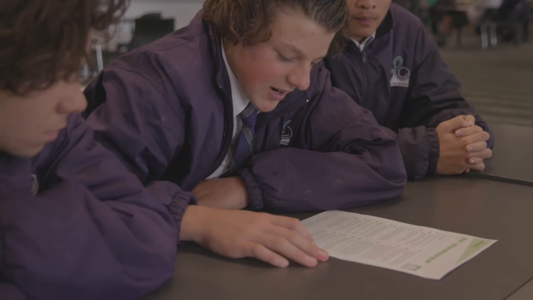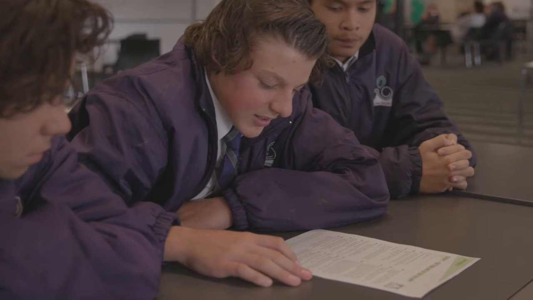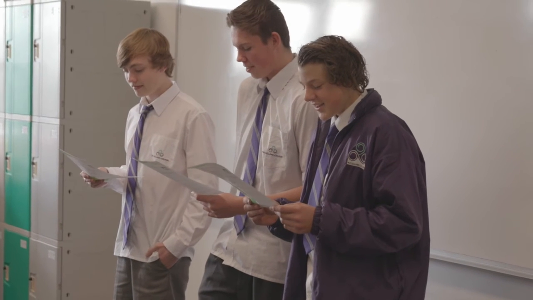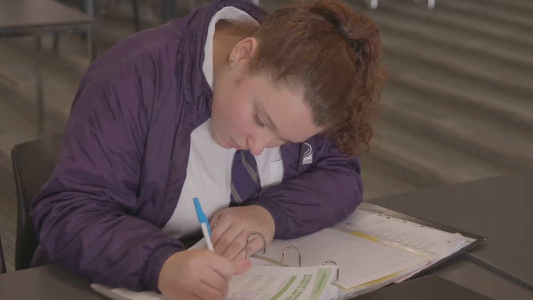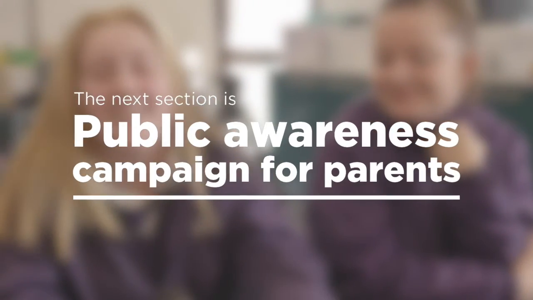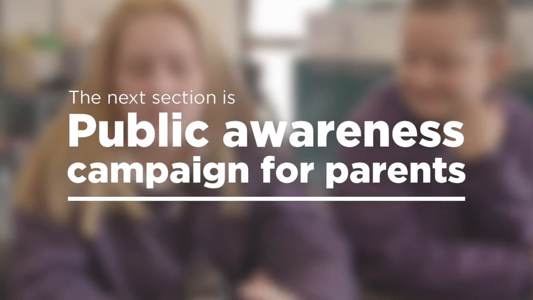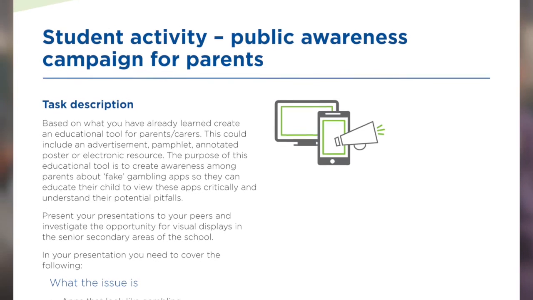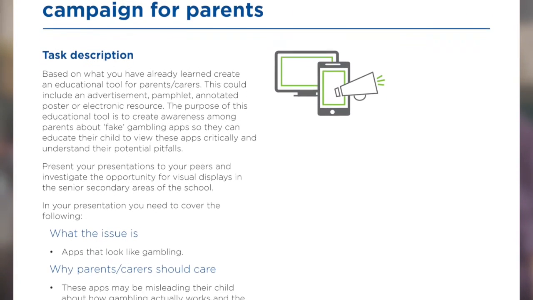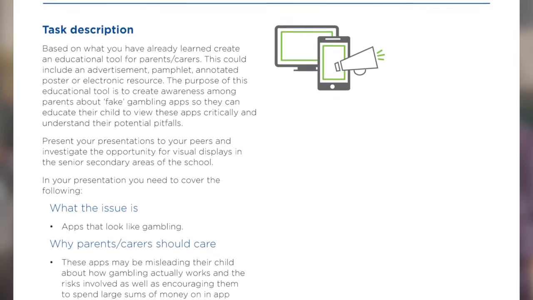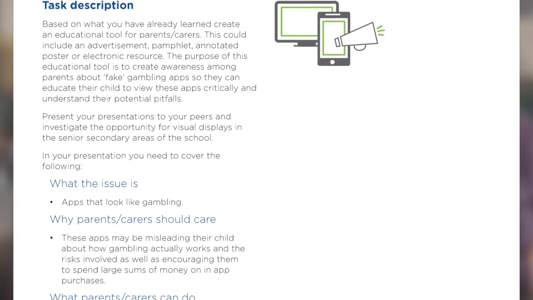Following this, ask students to answer some reflective questions and, time permitting, complete an extension activity, writing their own short script referencing key messages from the play. The last section of the learning sequence should take around 2 hours to complete. To consolidate their learning, ask students to create an awareness campaign for parents addressing the issue of apps that look like gambling. Details of this are included in the student handout on page 19.